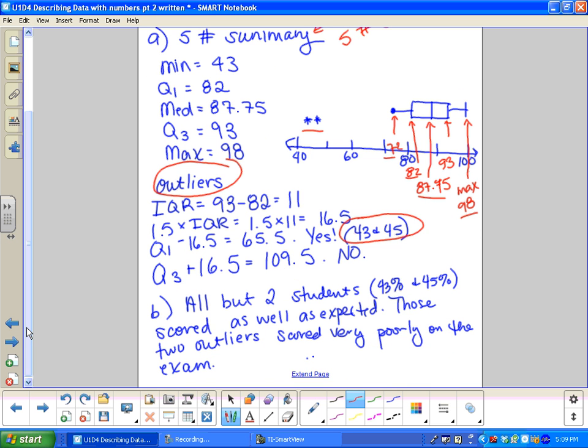And I said I thought that all of the students scored fairly well, as to be expected. You don't expect all A's, but you would expect them to all follow a fairly symmetric distribution, which is what you have here. You can tell that the distribution is symmetric because your box plot is symmetric. You could fold it in half and it would match up if you didn't have those two outliers. So the two outliers definitely scored way more poorly than the rest of the class on the exam.